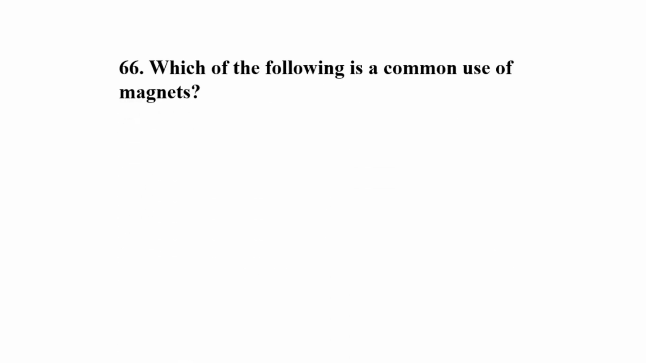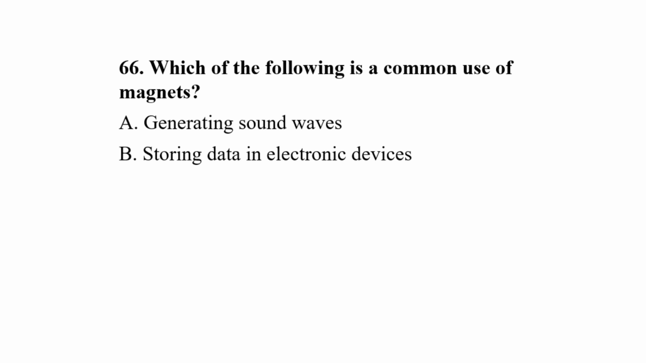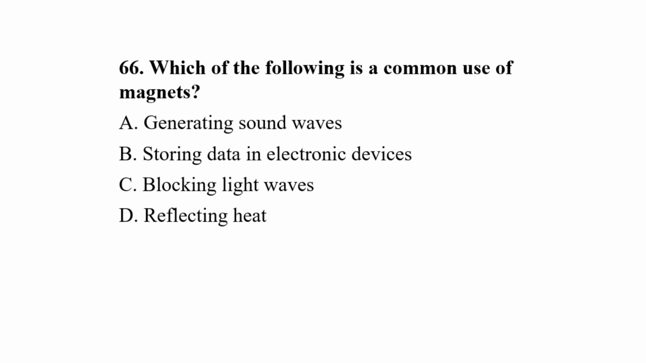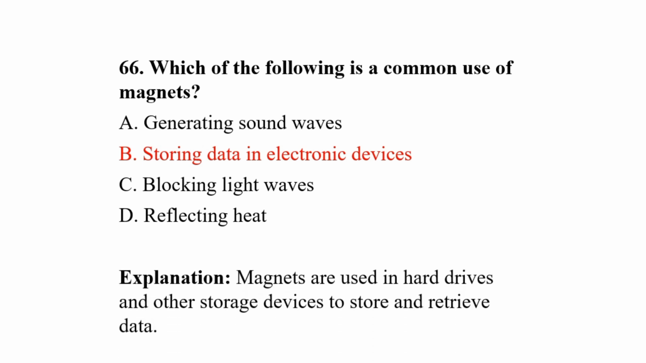Question number 66. Which of the following is a common use of magnets? A, generating sound waves. B, storing data in electronic devices. C, blocking light waves. D, reflecting heat. The answer is storing data in electronic devices. Magnets are used in hard drives and other storage devices to store and retrieve data.